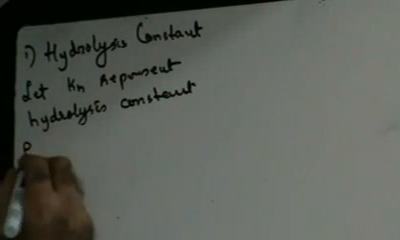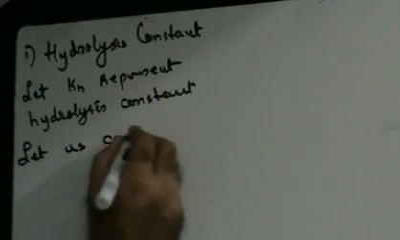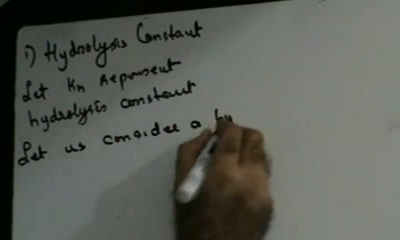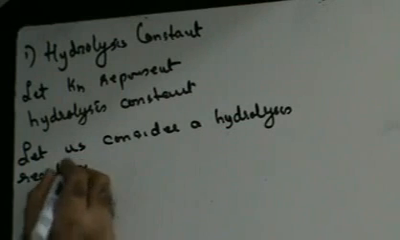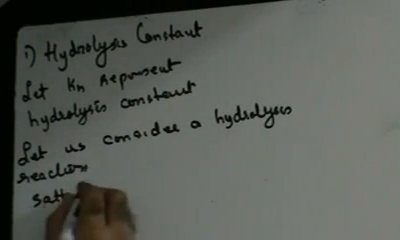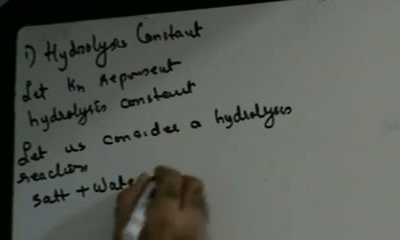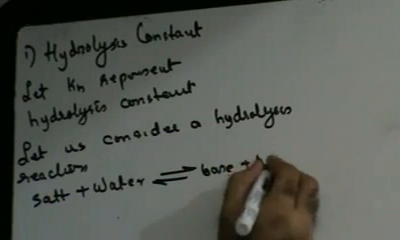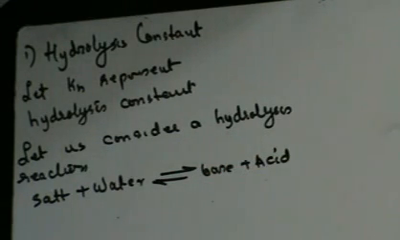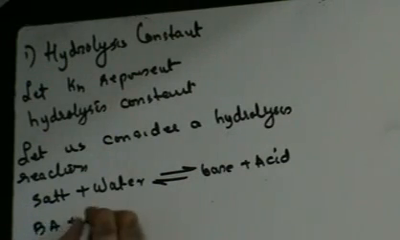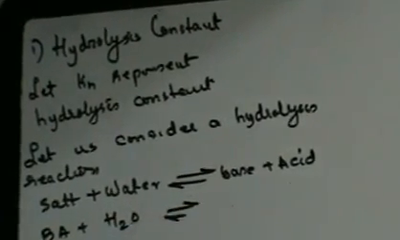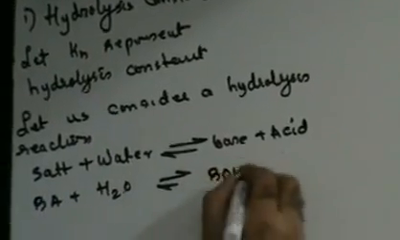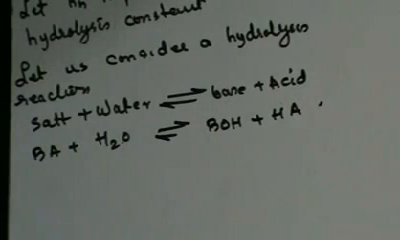Let us consider a hydrolysis reaction where you have salt reacting with water to give you base and acid. In which case the salt is BA, which reacts with water to give you BOH plus HA.